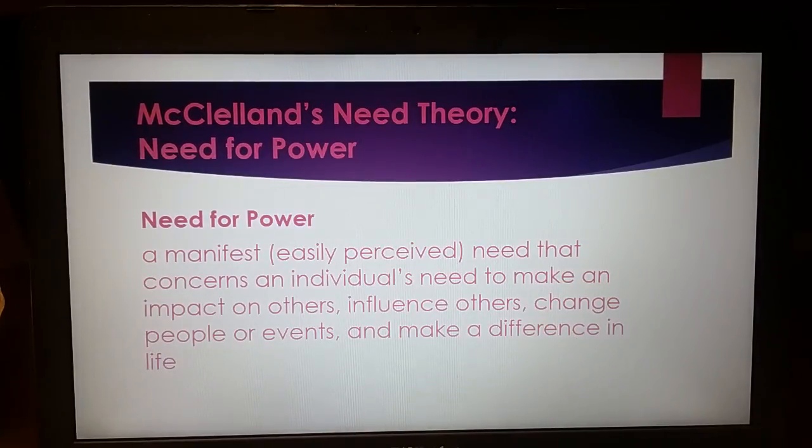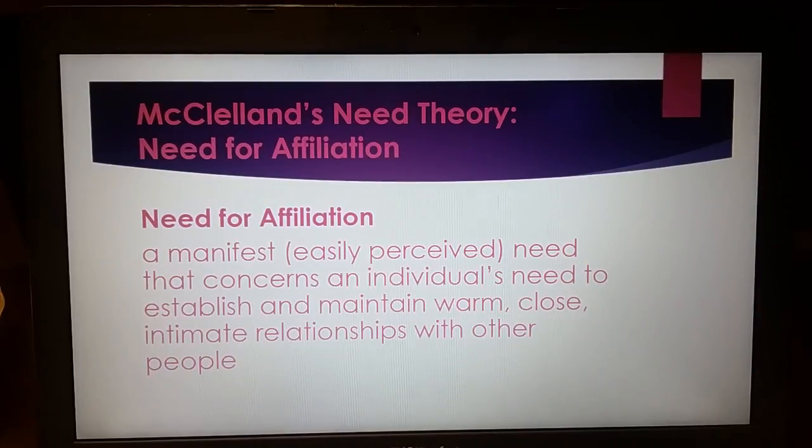People who have a need for power want to be able to influence other people and make a difference in people's lives. And then finally, a need for affiliation is this idea that they want to be able to maintain warm and close relationships with other people. That the relationship is more important than anything else.